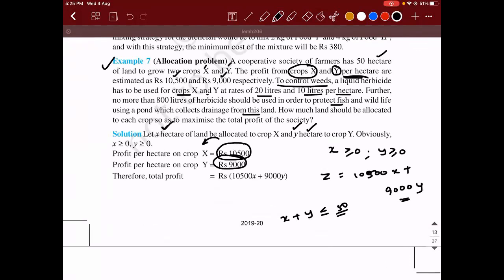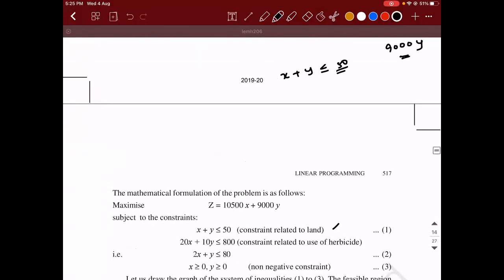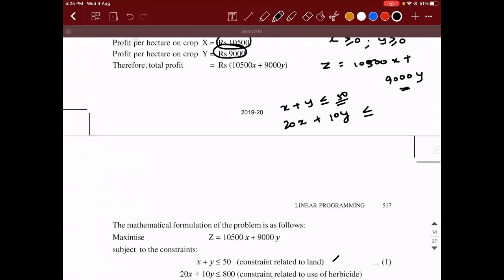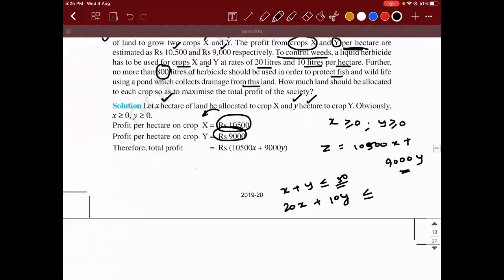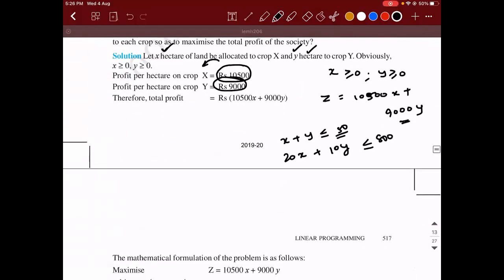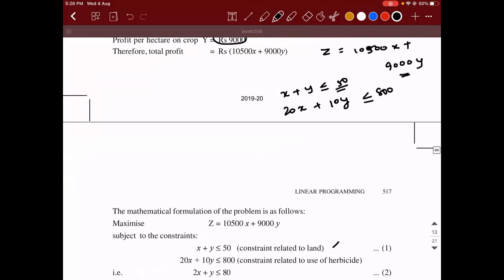You need to use 20 liters per hectare and 10 liters per hectare for crop X and Y. So 20 liters into X for crop X plus 10 into Y should be less than or equal to the maximum you can use, which is 800. Should be less than or equal to. Guys, are you clear with this? Yes, sir. One constraint with respect to land and one constraint with respect to the herbicide.